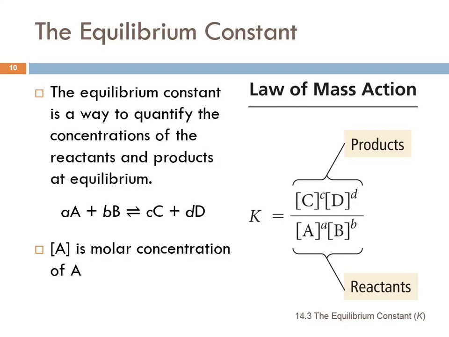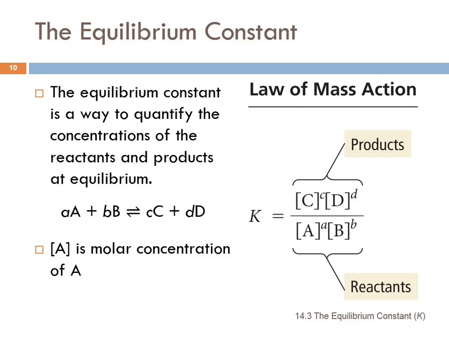The equilibrium constant. So the equilibrium constant is a way to quantify concentrations of reactants and products at equilibrium. So we're going to look at this generic representation of an equilibrium chemical reaction. So we have the coefficients represented with lowercase letters and the reactants and products represented with capital letters.